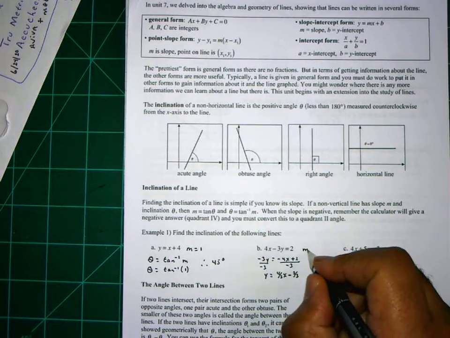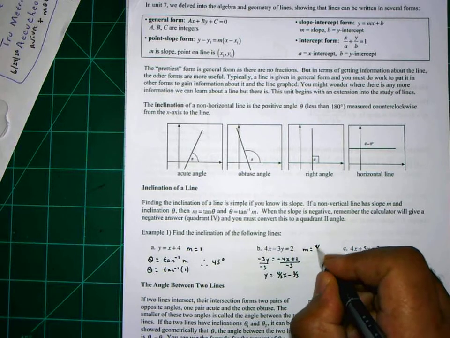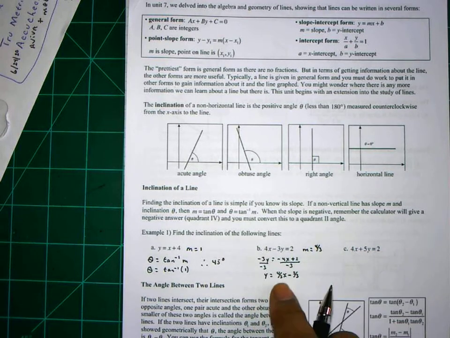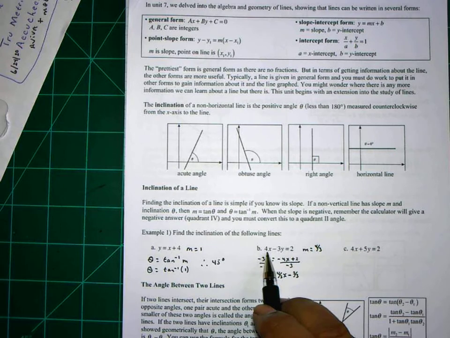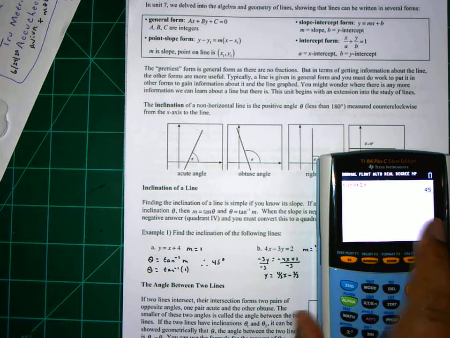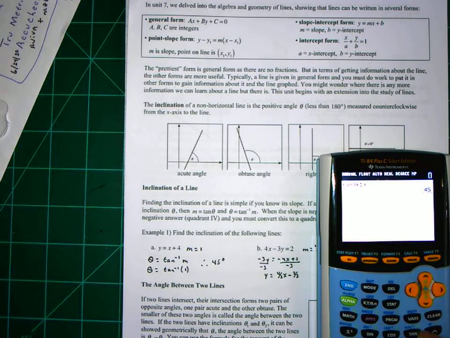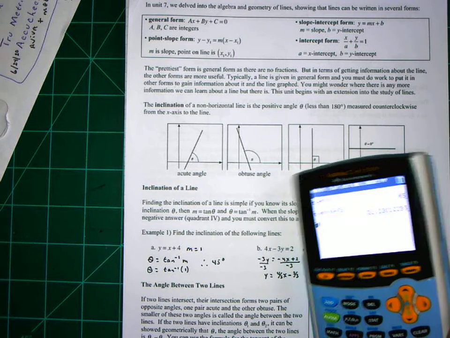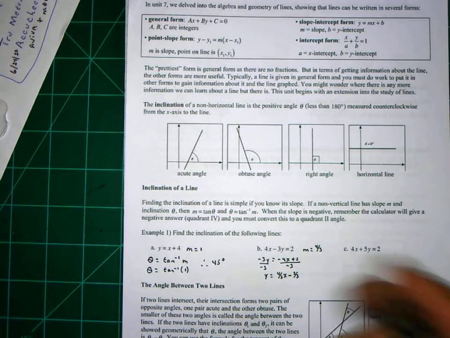Let's double check, make sure we got that right: move the 4x over, make it negative, divide by negative 3. We get a positive 4/3 minus 2/3. Let's put that in. Second inverse tangent, 4 divided by 3, and I get 53 degrees. Therefore the inclination is 53 degrees.